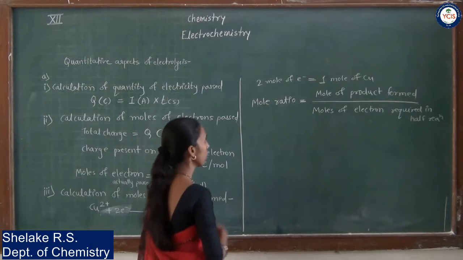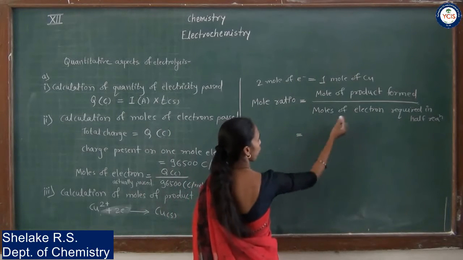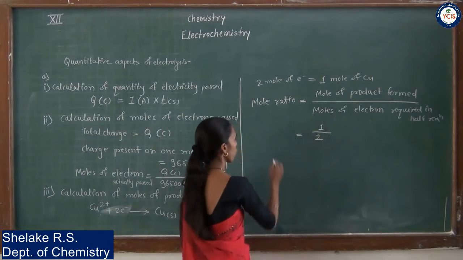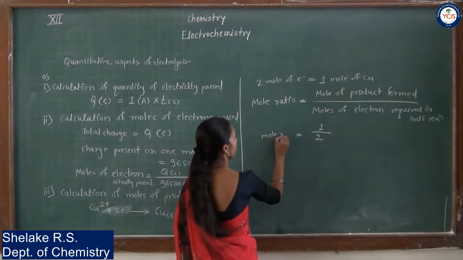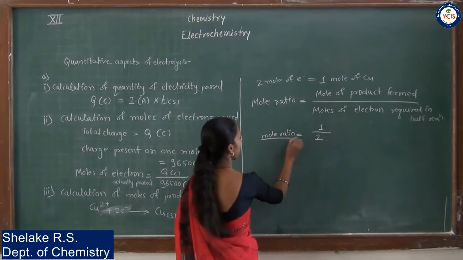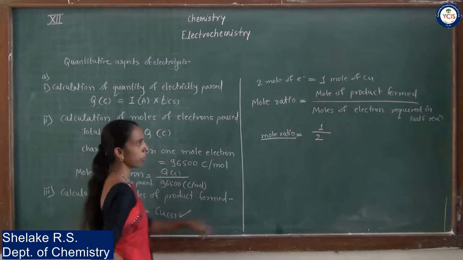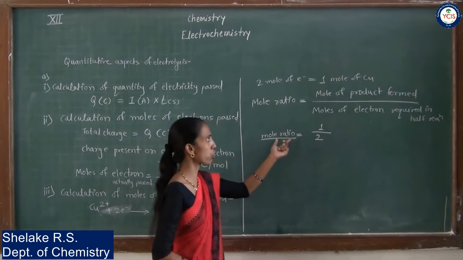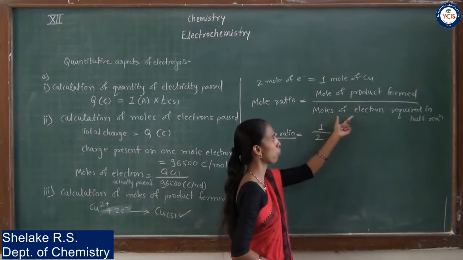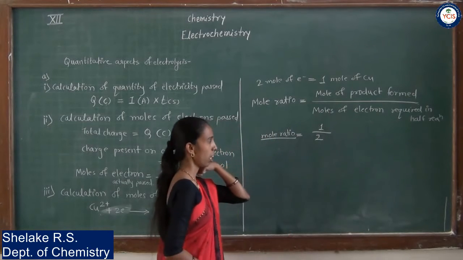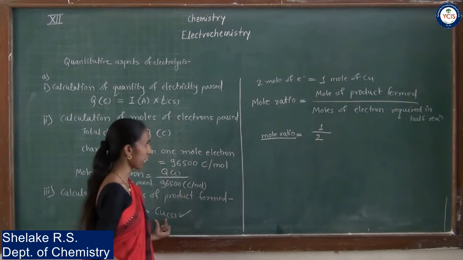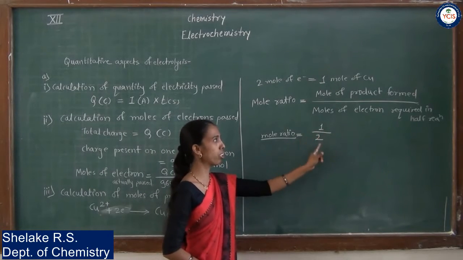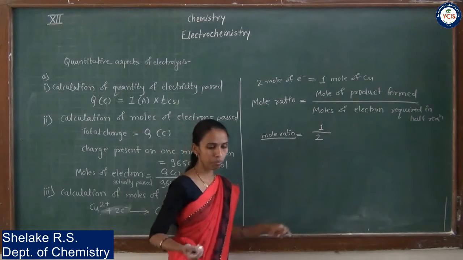Now from this reaction, how can we write down the mole ratio? Moles of product is 1 mole and moles of electron required are 2. So the mole ratio for this reaction will be 1/2. I hope you understood the term mole ratio. Mole ratio is nothing but moles of product formed divided by moles of electron required in a half reaction. I have taken one example also. From this reaction, you can write moles of product 1 mole divided by moles of electron 2, so the mole ratio will be 1/2.